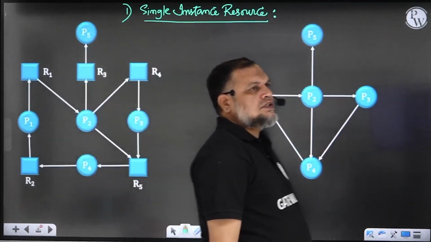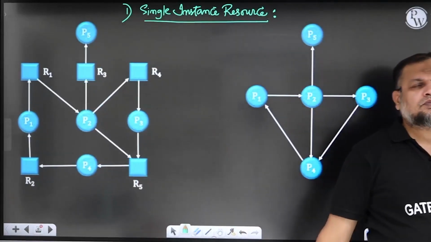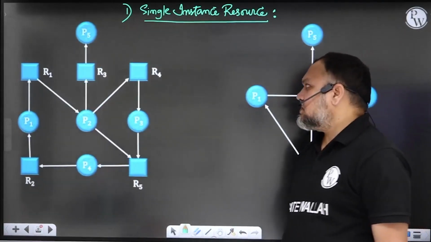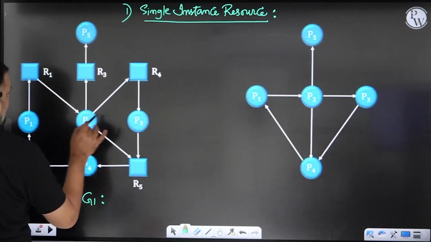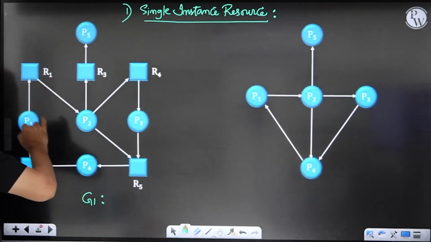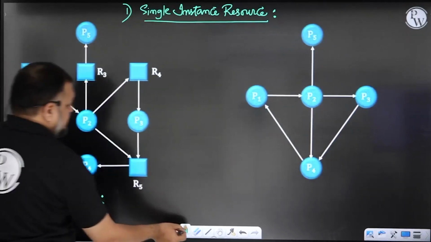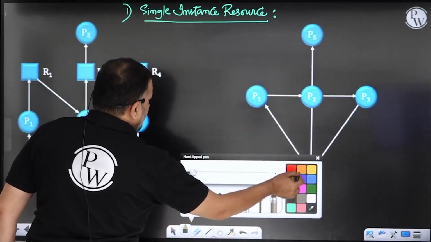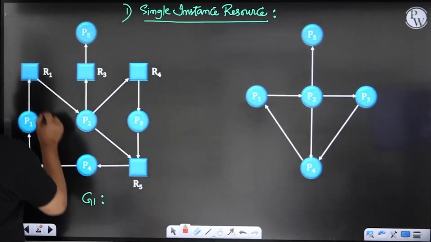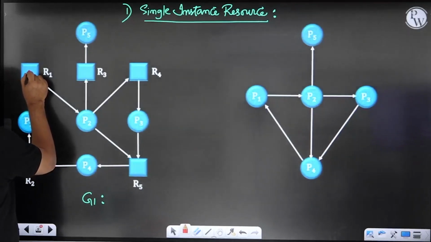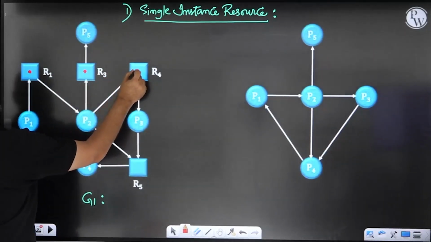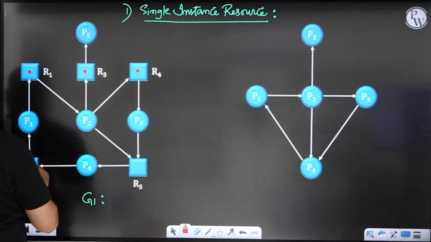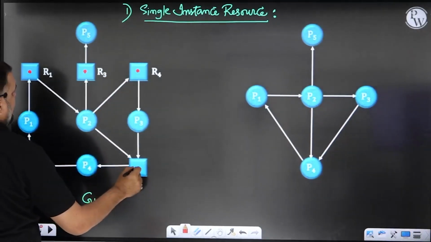Resources have got single instance. All resources are single instance. So if you study this, there are 5 processes, P1, P2, P3, P4, P5, and 5 resources. Here I would like to tell you that all these resources are single instance. You can mark it like this, single instance. One copy. If there are multiple dots, then only it is multi-instance.